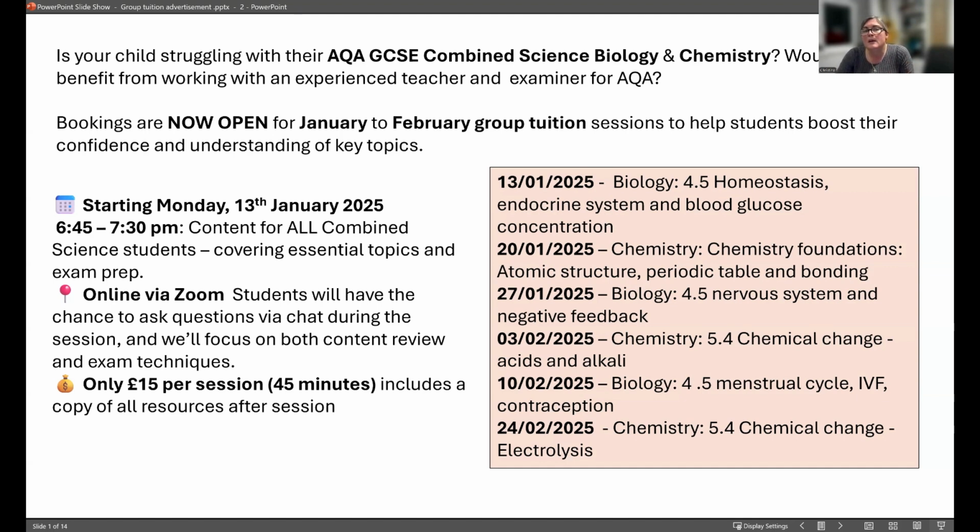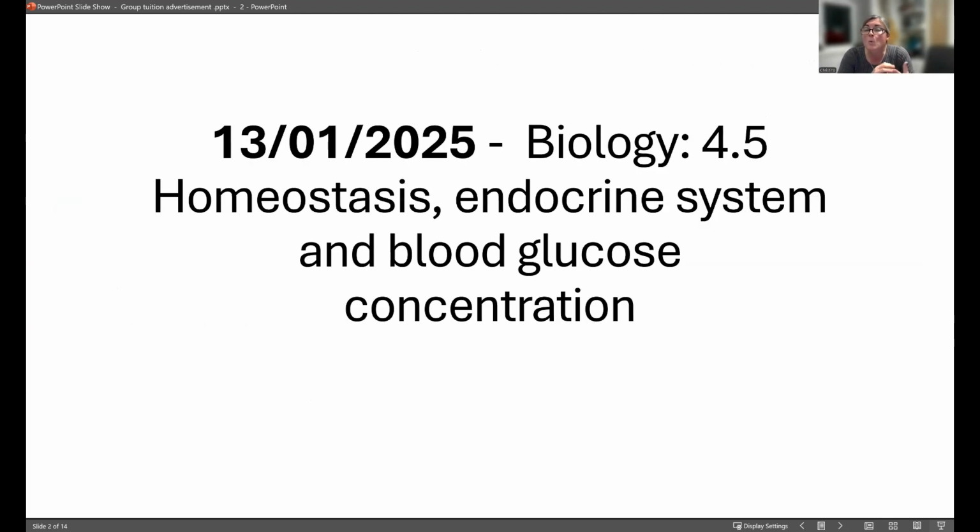I am opening the January to February group tuition sessions and I thought I would give a bit of a flavour as to what I have to offer. They start in January on the 13th, on Monday evenings at 6:45 to 7:30. On the first one, we'll be looking at some biology. So let's have a look at what sort of thing I will show your child how to succeed with.